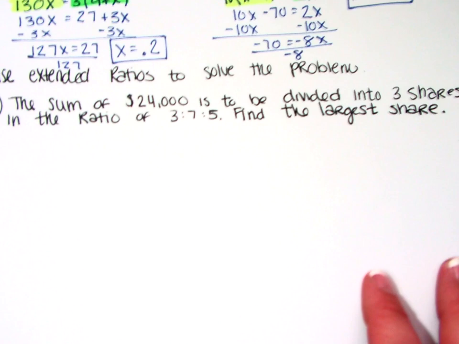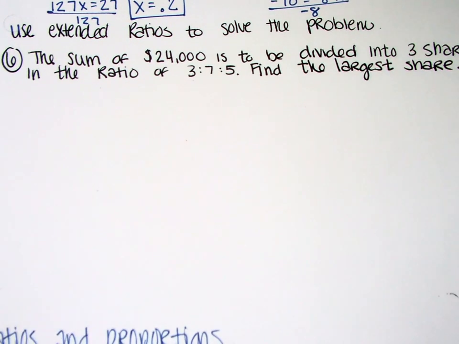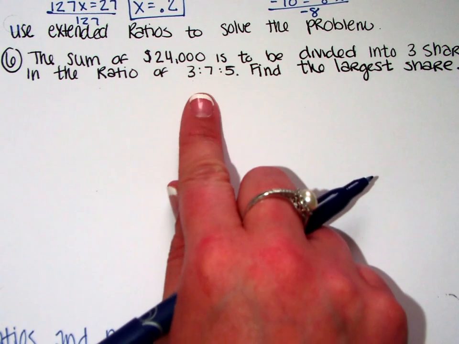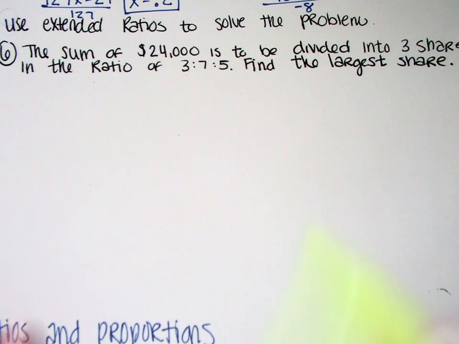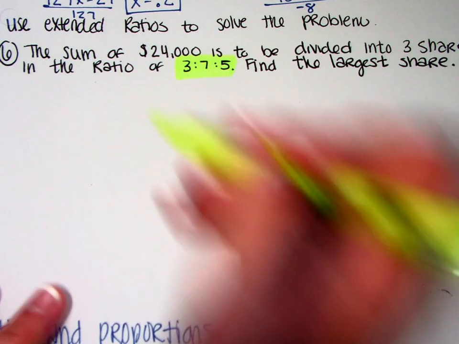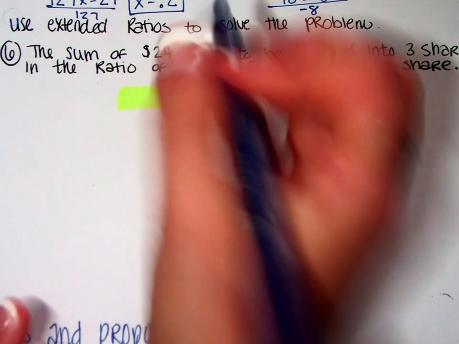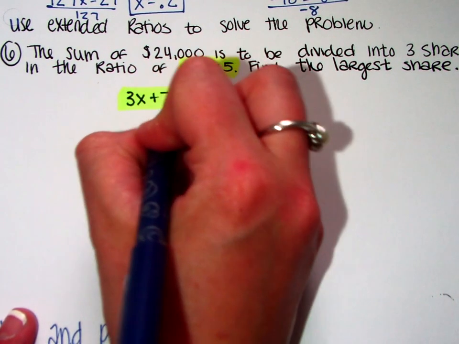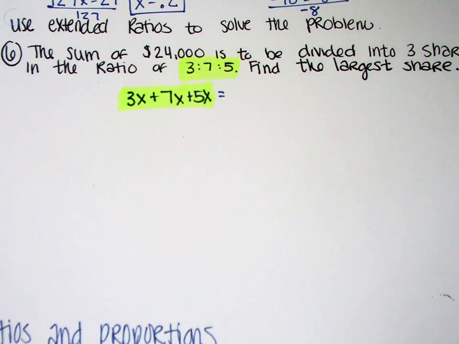Okay, our very last one, extended ratio problems. Use the extended ratio to solve the problem. The sum of $24,000 is to be divided into 3 shares in the ratio 3 to 7 to 5. Find the largest share. The first thing that you're going to want to do is take your extended ratio, and remember, an extended ratio just compares 3 or more numbers, and I'm going to add them together and put x's after them. So I get 3x plus 7x plus 5x. And that's always going to equal the total.